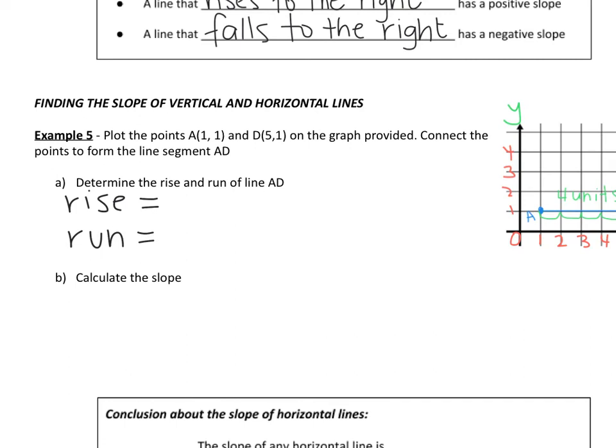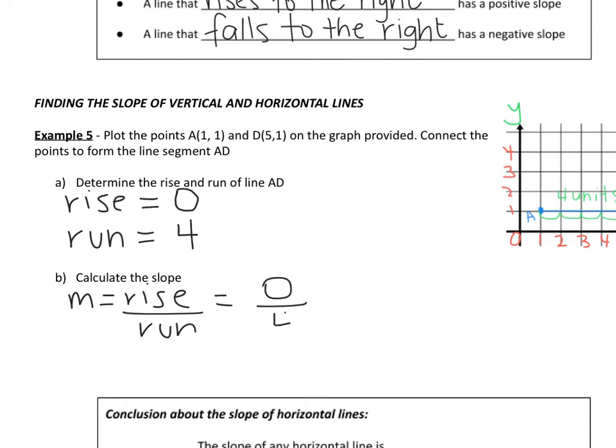Okay, so my rise is going to be 0. It is not rising in any kind of way. But the run we calculated or counted to be 4. So I'm going to take those numbers and plug them into my formula for slope. So my rise is 0, my run is 4, and 0 divided by 4 is 0.